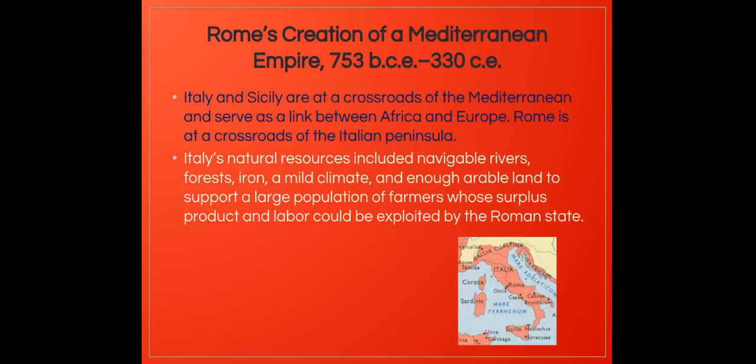Rome's creation of a Mediterranean empire. As you can see, Rome is in a great location. It's in Italy, surrounded by the Mediterranean Sea, and Italy itself serves as a link between Africa and the rest of Europe. Italy's natural resources include forests, iron, a mild climate, and plenty of great farmland that allows a large population of farmers to thrive, but unfortunately, their surplus product and labor would be exploited by the Roman state. Not just could, friends, would.